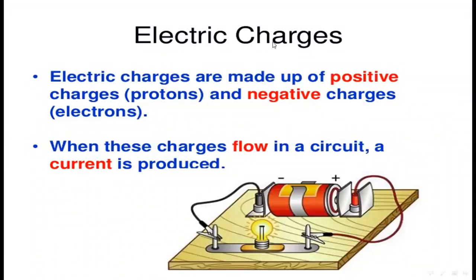And what are electric charges? Electric charges are made up of positive charges, protons, and negative charges, electrons. When these charges flow in a circuit, a current is produced. See, positive shows the proton and negative shows the electron.